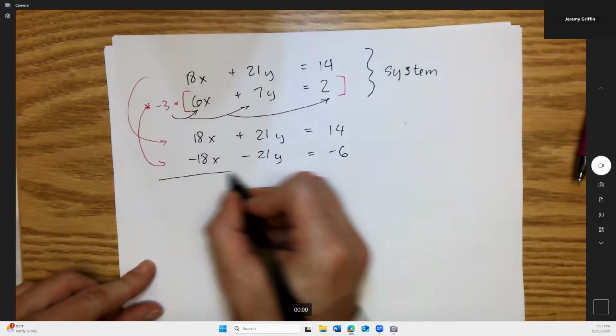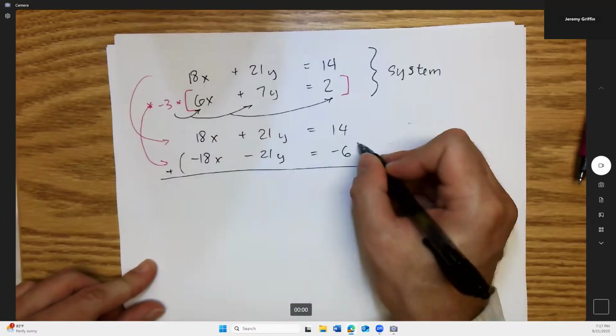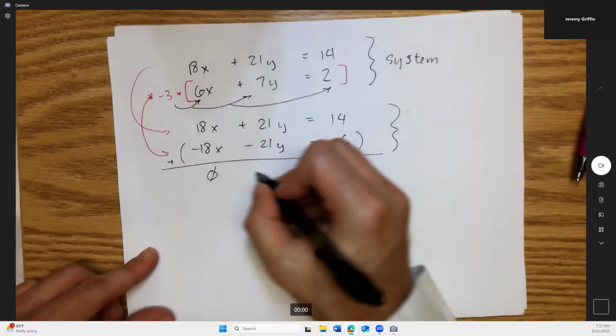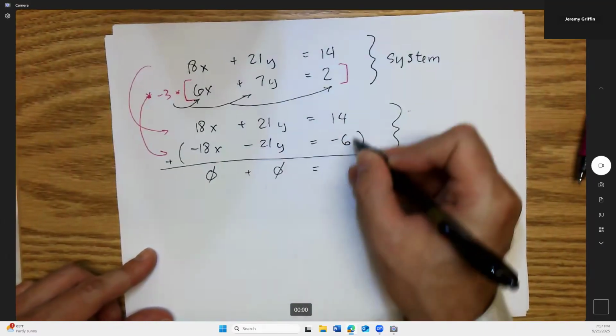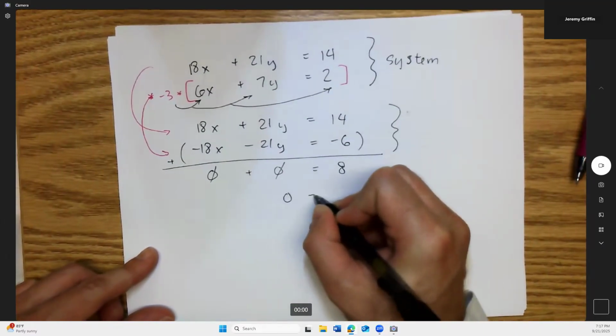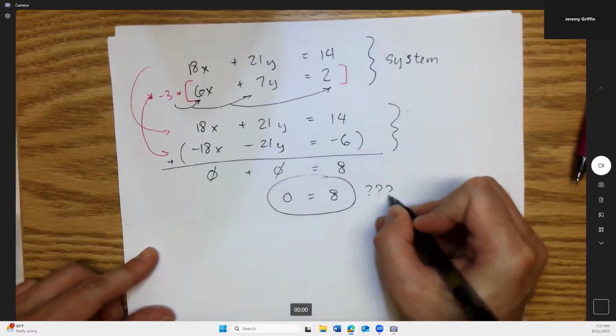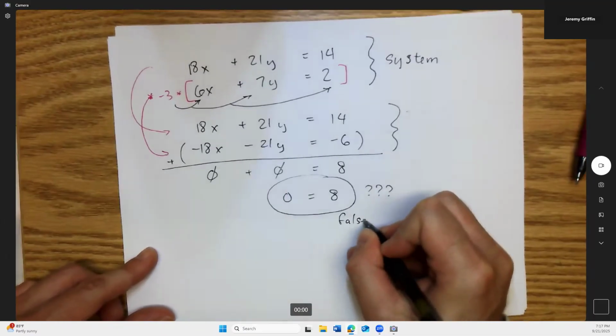Now, if I add these equations together, I get 0 plus 0 equals 8. So I just got the expression 0 equals 8. Like, what? That's definitely a false statement.